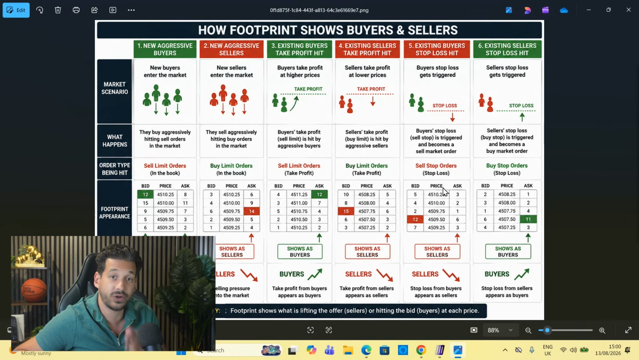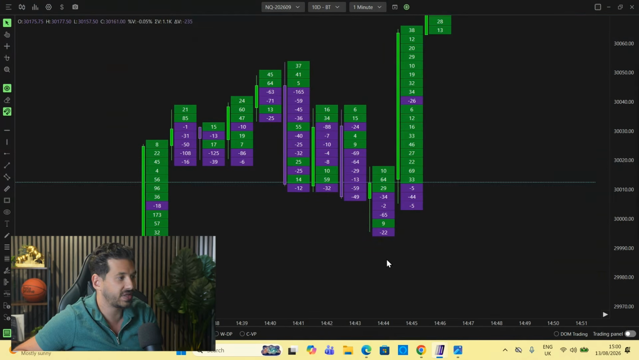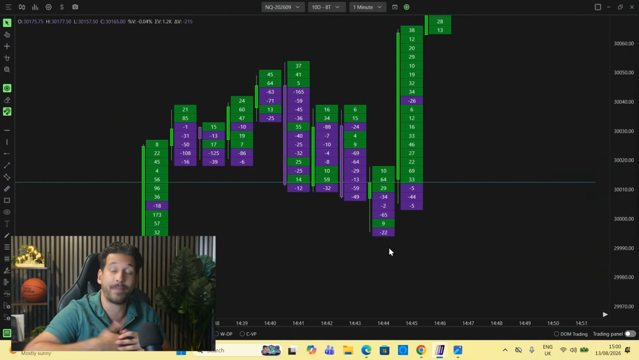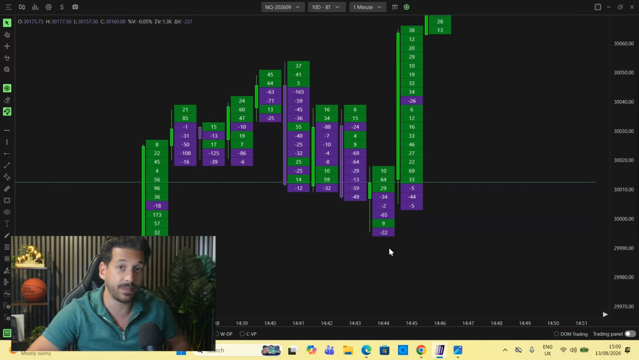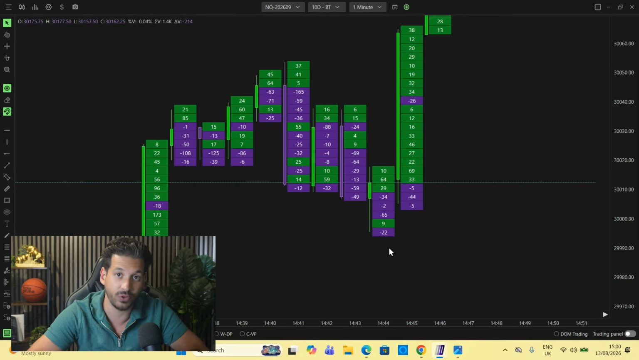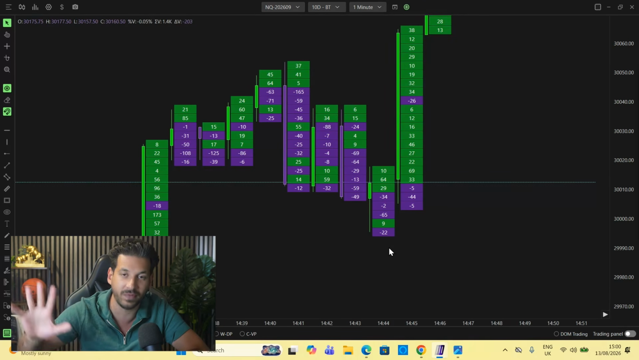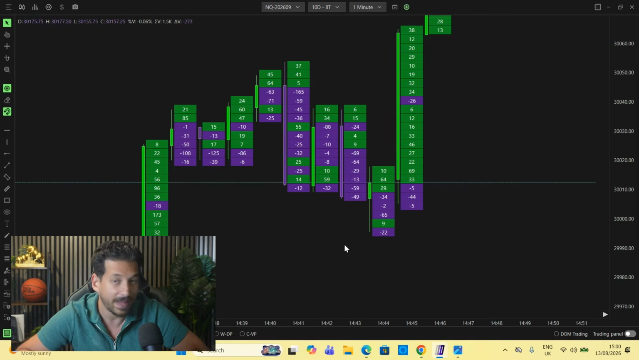Well, this time stop losses appear as sellers, okay? And why is that? Because a stop loss is not actually a passive order. It's not a buy limit, it's not a sell limit, it's actually a stop order. And they don't appear on the depth of market, on the order book. They're the most invisible orders of them all, okay? But they get converted into a market order.